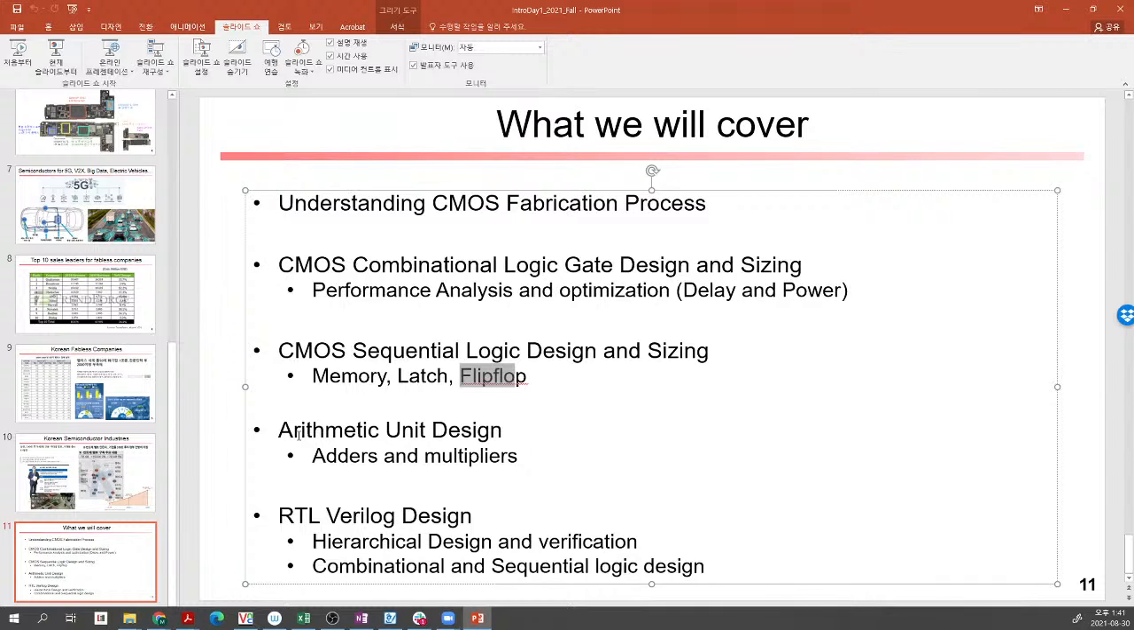Okay, and also we will learn how to construct arithmetic unit design, for example an adder, subtractor, multiplier, divider, or all kinds of different logic. But we will mostly focus on the adders, subtractors, and multipliers, right?